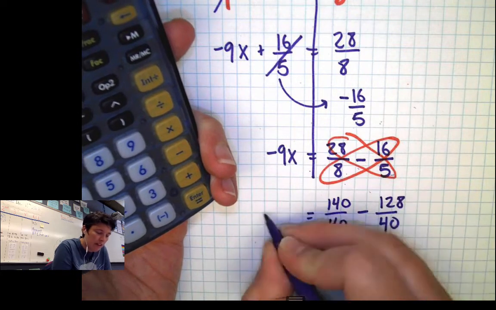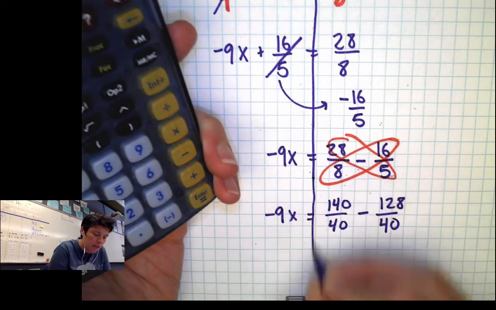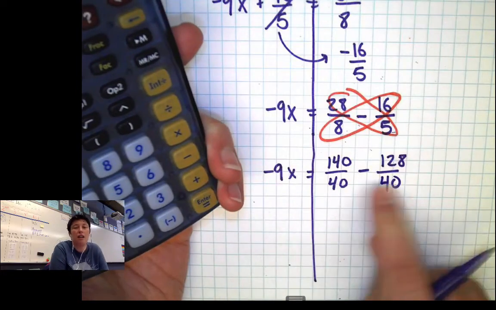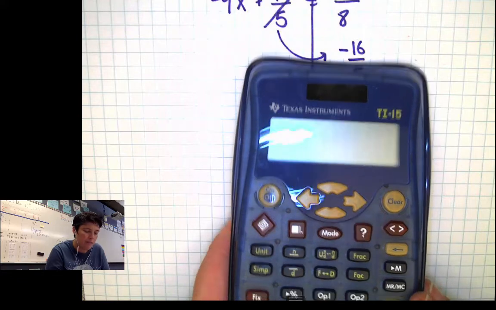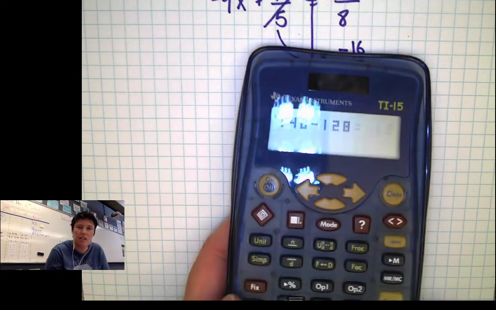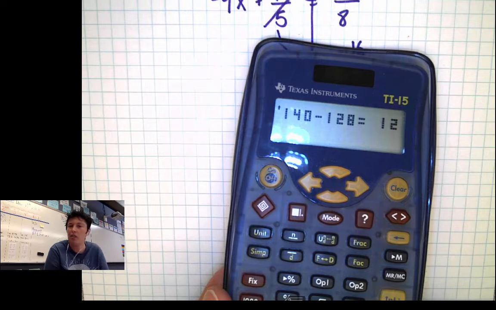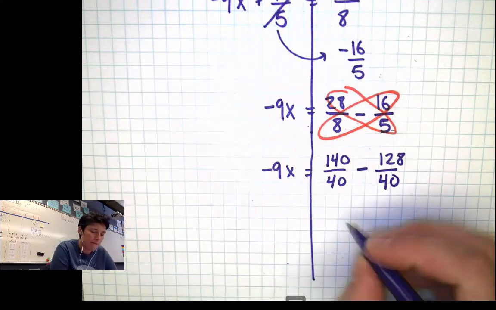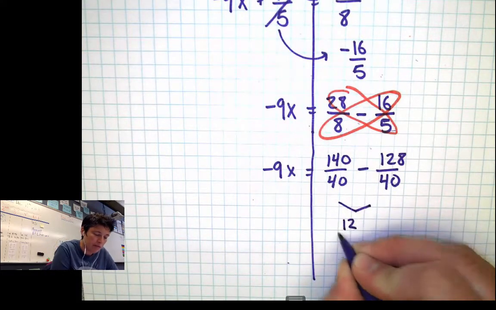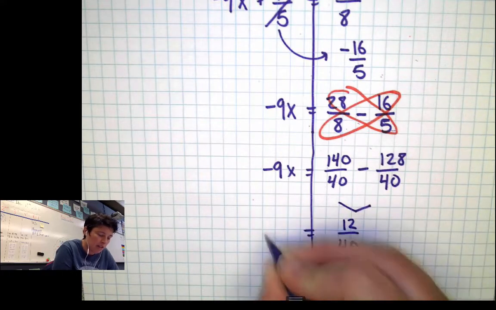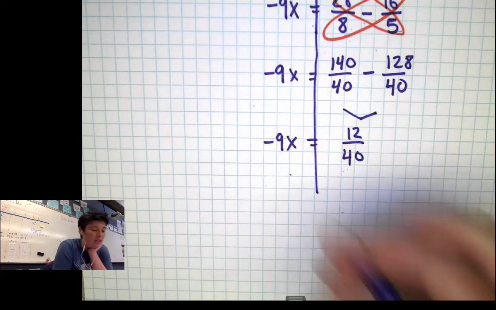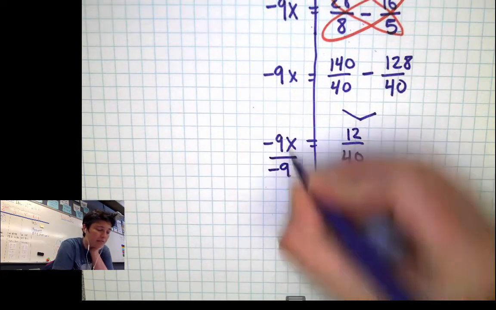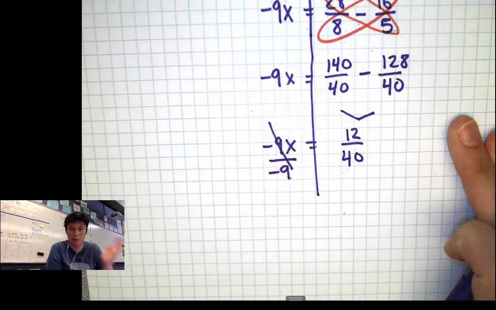So we have negative 9x equals 140 minus 128. All right. Man, we are working through this. 140 minus 128. Aren't you excited to do these on your own in your homework? Oh, it's 12. Okay, so what do we get? We get, this combines to 12/40 equals negative 9x. We aren't done though. What do we got to get rid of from the x? The negative 9. Watch this. We are going to divide the negative 9 away. And when we do that, we have to do that to both sides, remember?